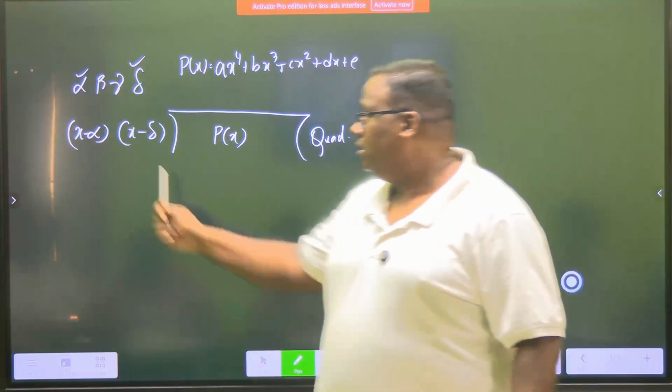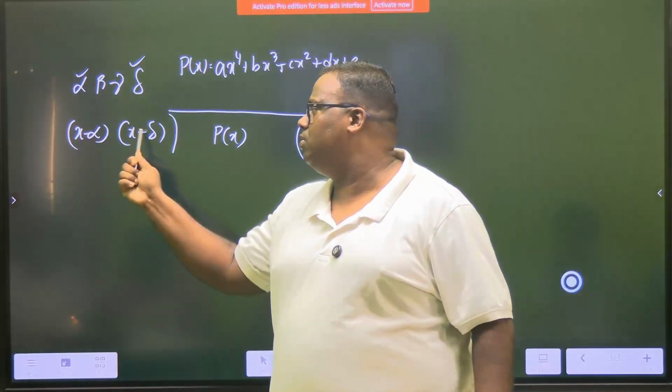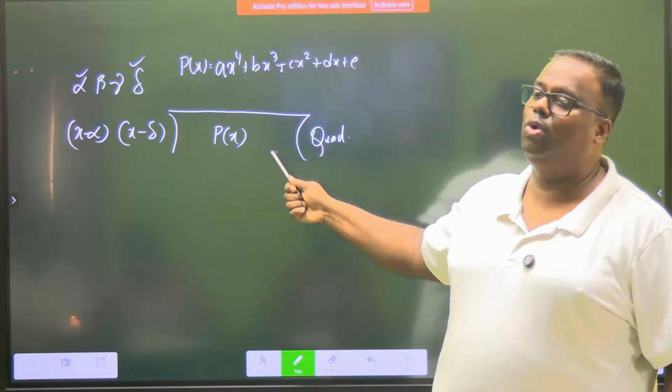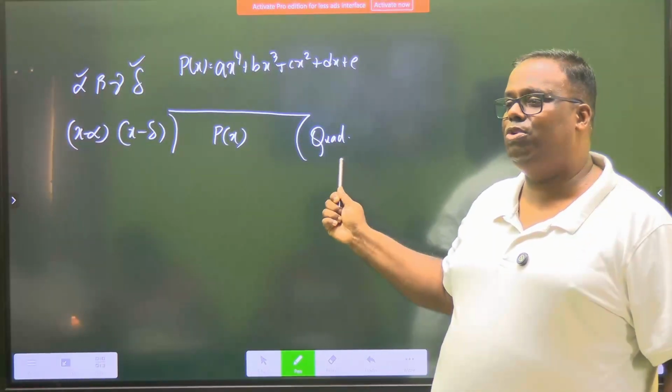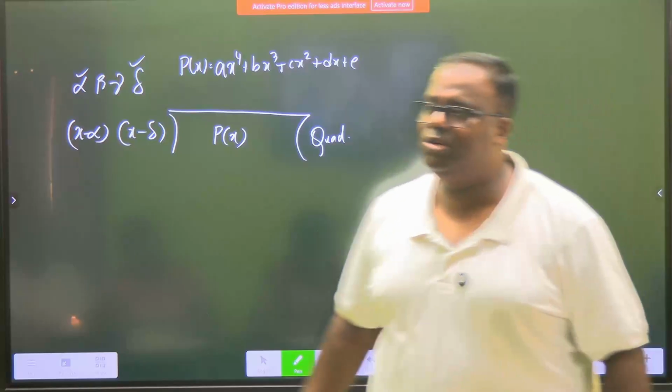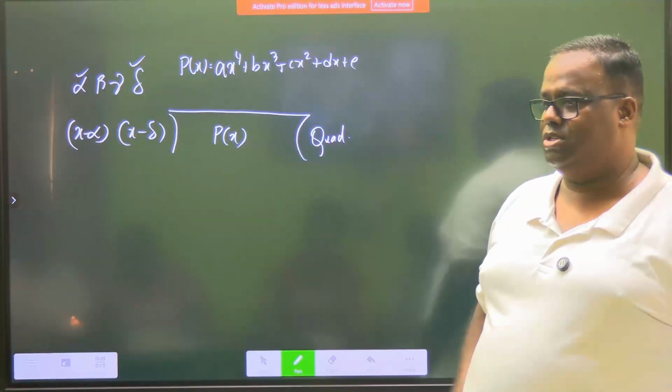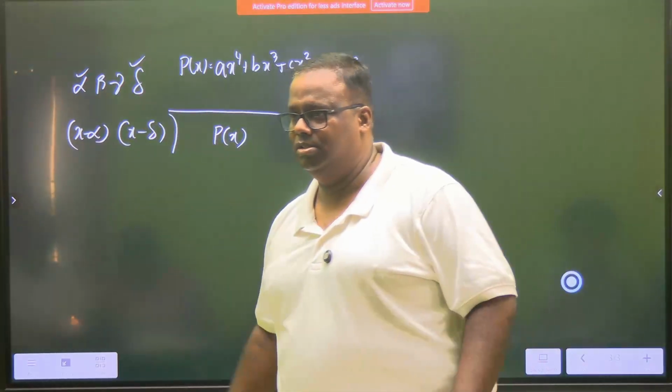Agreed? This is now quadratic. See, x into x will have an x square term. Quadratic is trying to punch quartic. What will you get as the output? Quadratic. And once I get a quadratic, I can always middle term split it and find the 2 zeros. My solution will be done.